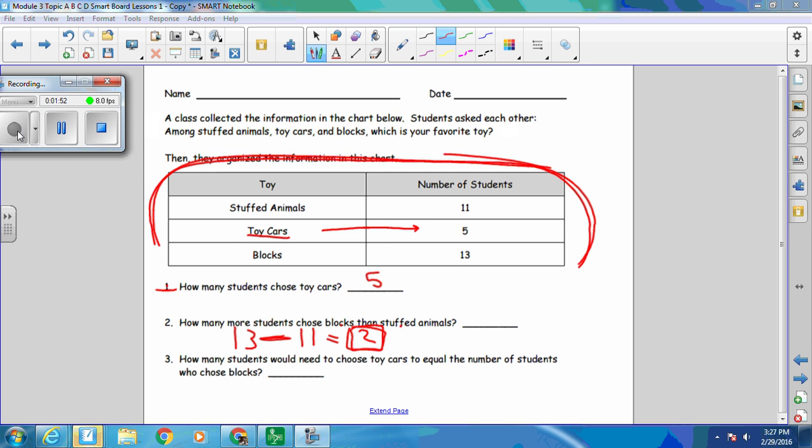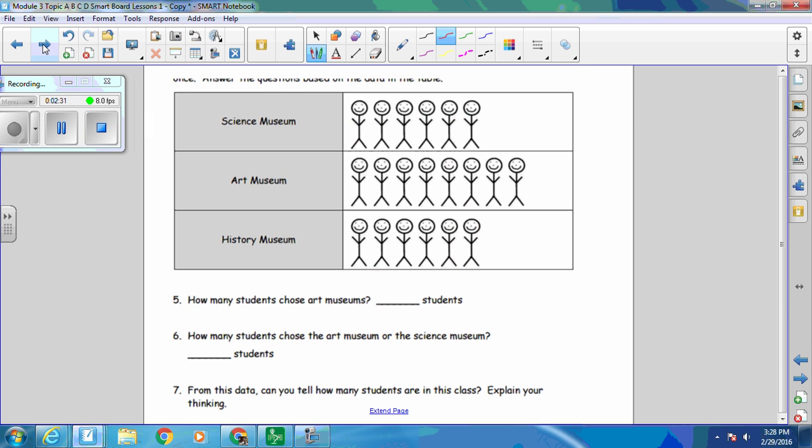Question number 3. I don't necessarily like the wording of this question, so I'm going to show you. How many students would need to choose toy cars to equal the number of students who chose blocks? Again, it's a subtraction problem. I'm not a super huge fan of the way it's worded, but 13 minus 5 equals 8. Again, they've just got to take toy cars and blocks and find those numbers and subtract. It doesn't say total, so really they're going to want to subtract.